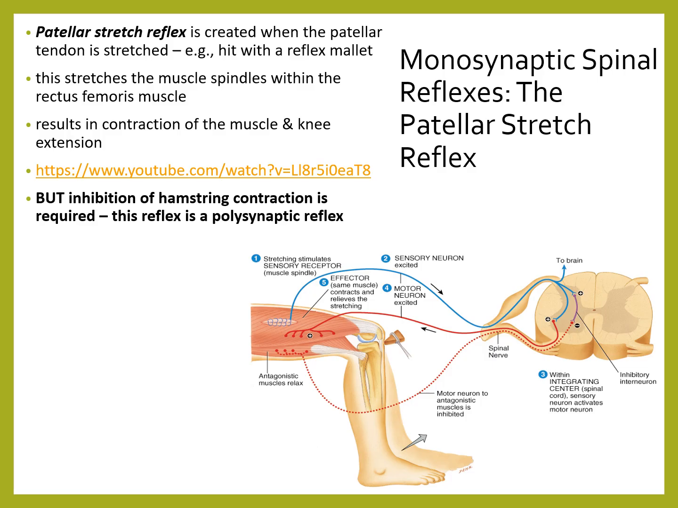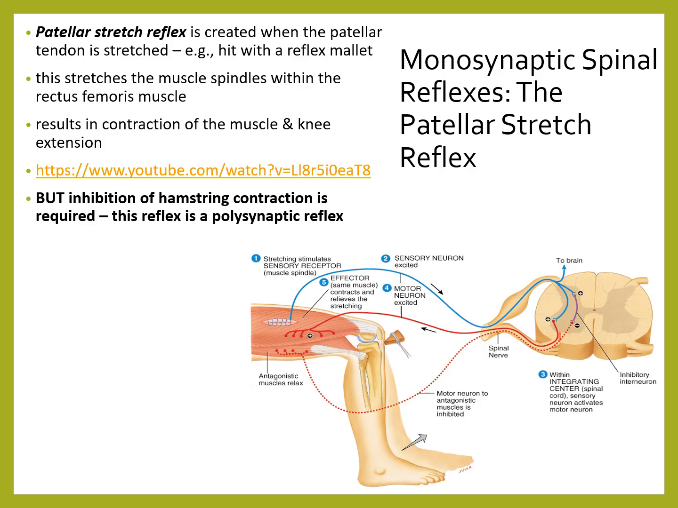This is a monosynaptic reflex because it is a direct connection between the incoming sensory neuron and the outgoing motor neuron. But in order for that to happen, you actually have to inhibit the contraction of the hamstring. You can't contract your rectus femoris and get knee extension unless your hamstrings are inhibited. And that reflex goes right along with the patellar stretch reflex. That hamstring stretch reflex is an inhibitory reflex, and it is polysynaptic.